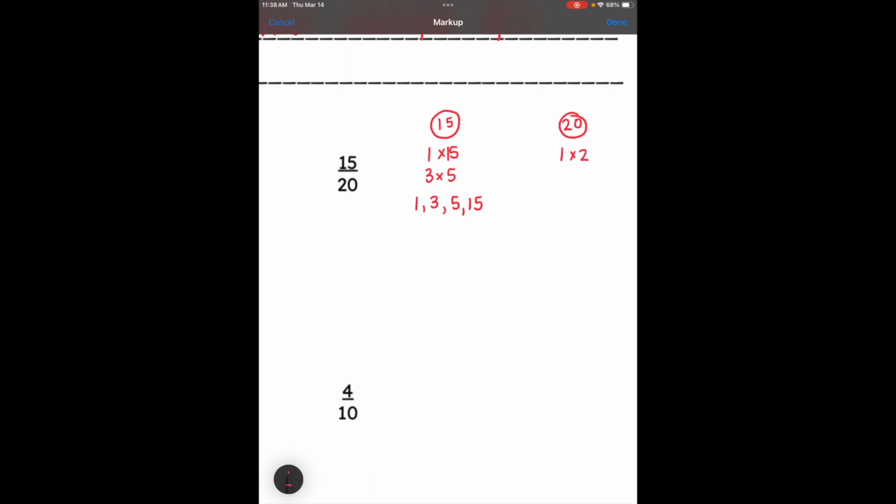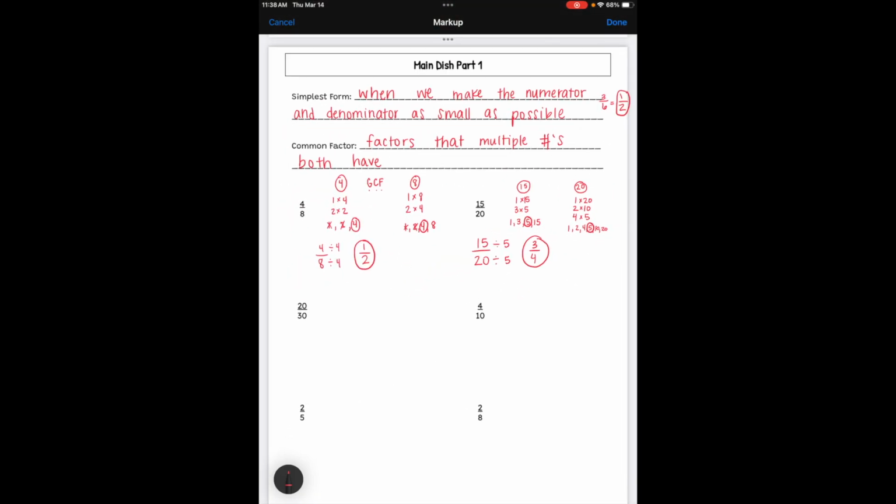So I factored out 15, now I'm going to factor out 20. 1, 2, 4, 5, 10, 20. And now looking at these factors, 5 is my greatest common factor. It's the factor that both numbers have, and it's the largest number that I can get to, which means I can divide both my numerator and my denominator by 5, getting the simplified fraction of 3/4.